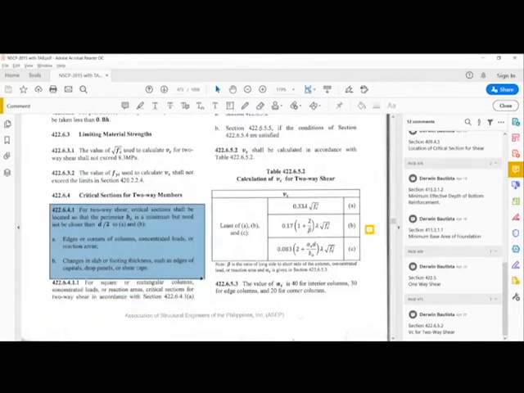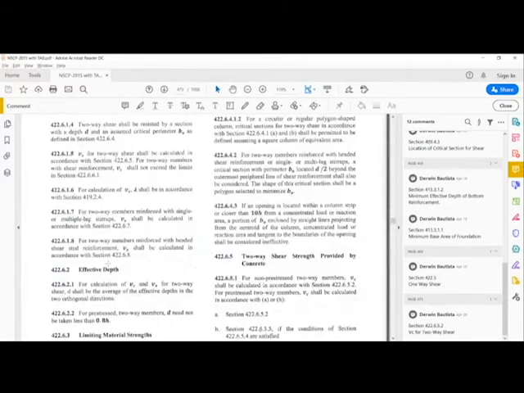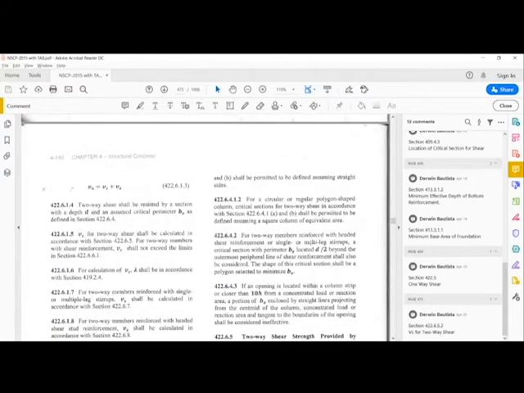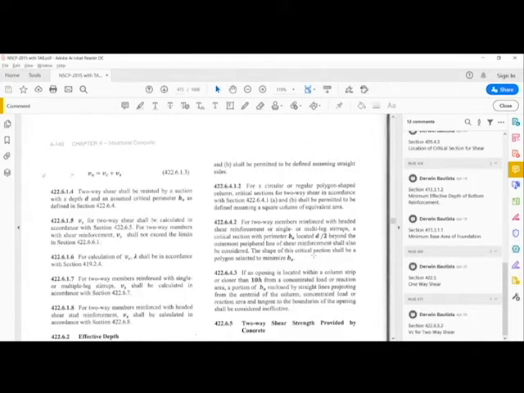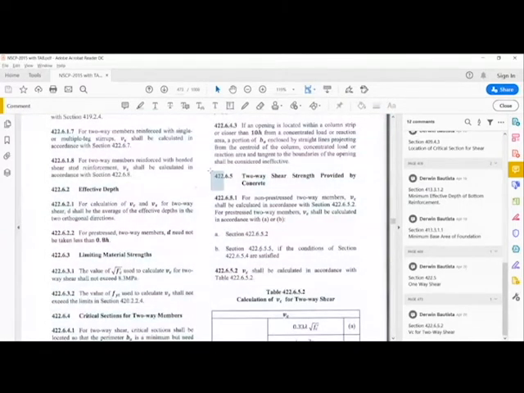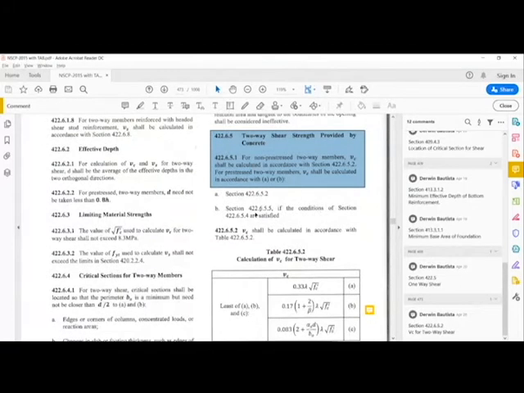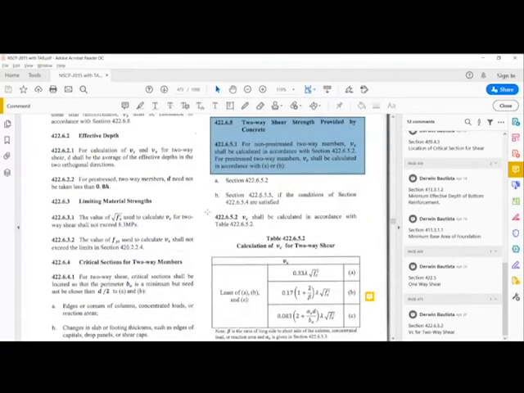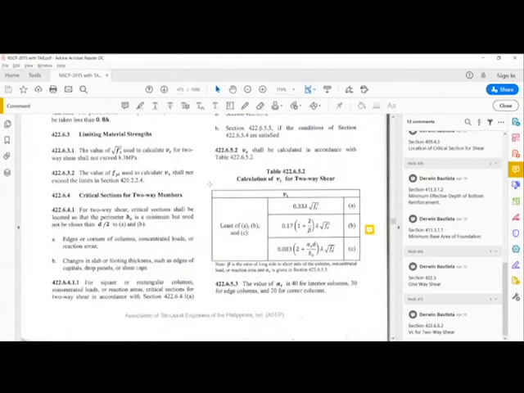So ibig sabihin, D over 2 natin, susukatin natin from edges of our columns, no? So mamaya papakita natin yan. Okay, for two-way members, critical section. Okay, so 422.6.5 shall be calculated in accordance with section 422.6.5.2. Okay, this is your V sub C.